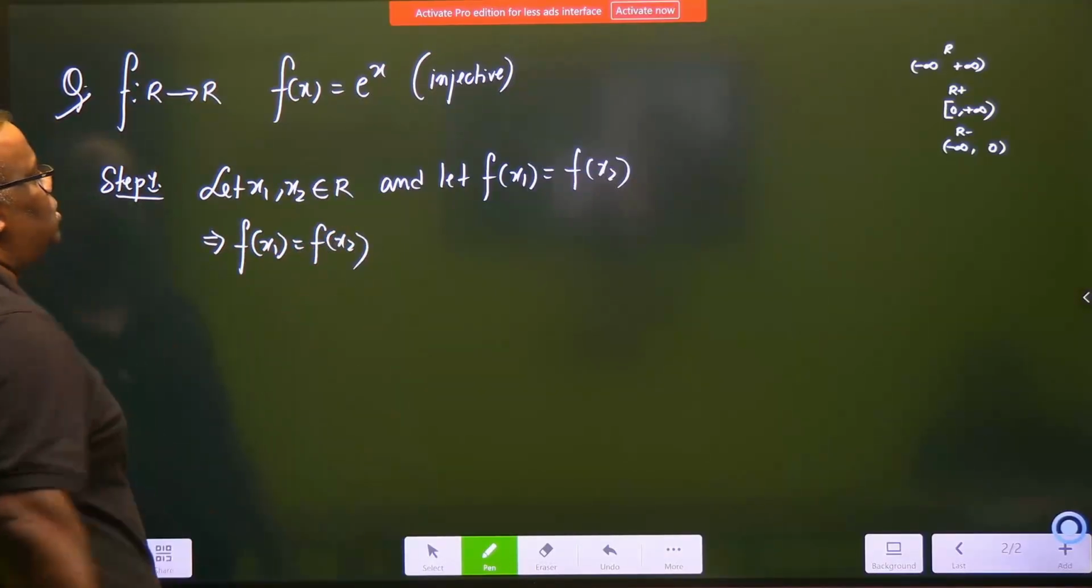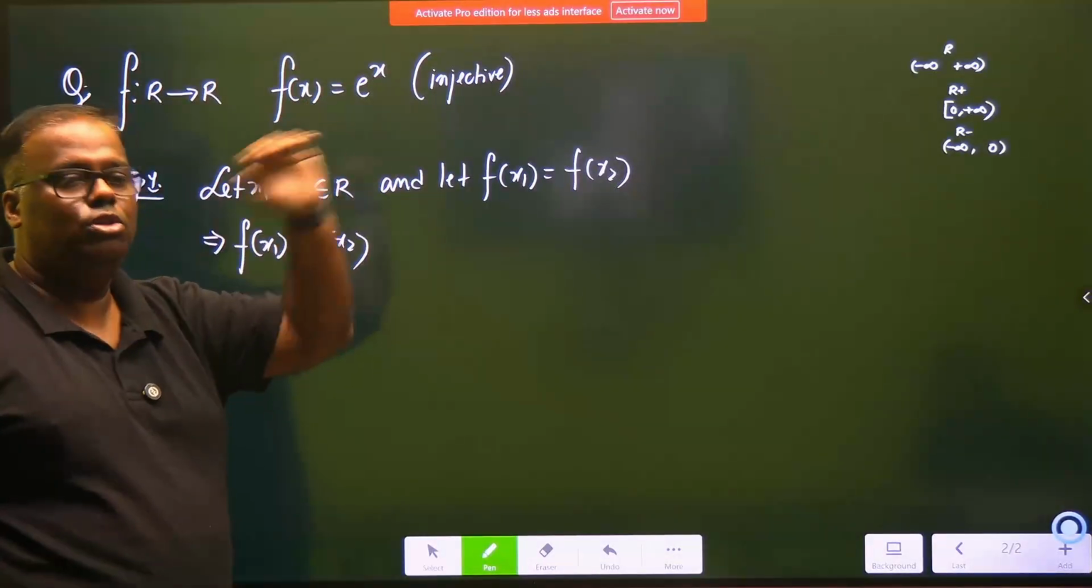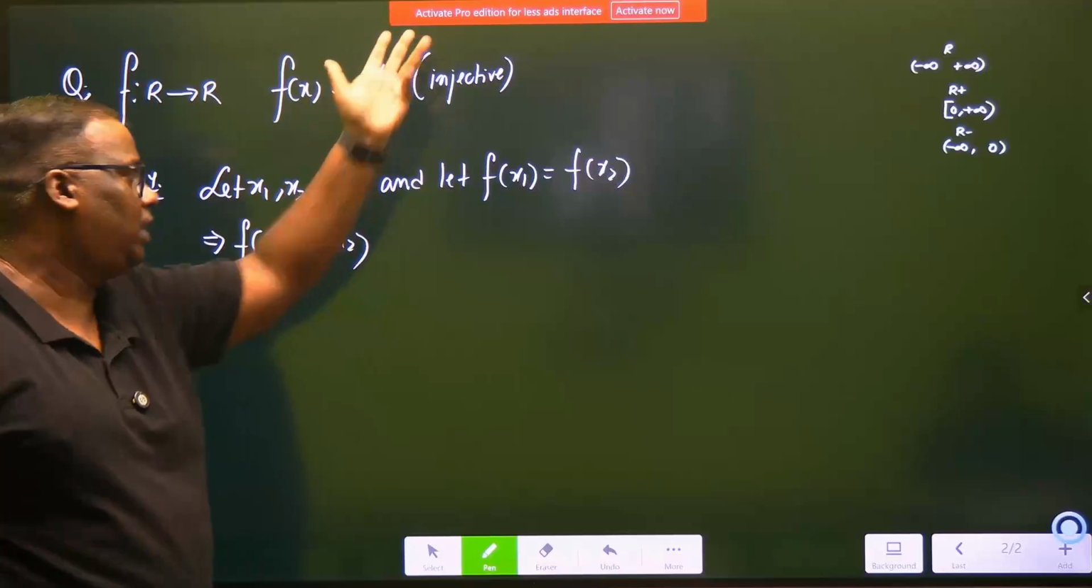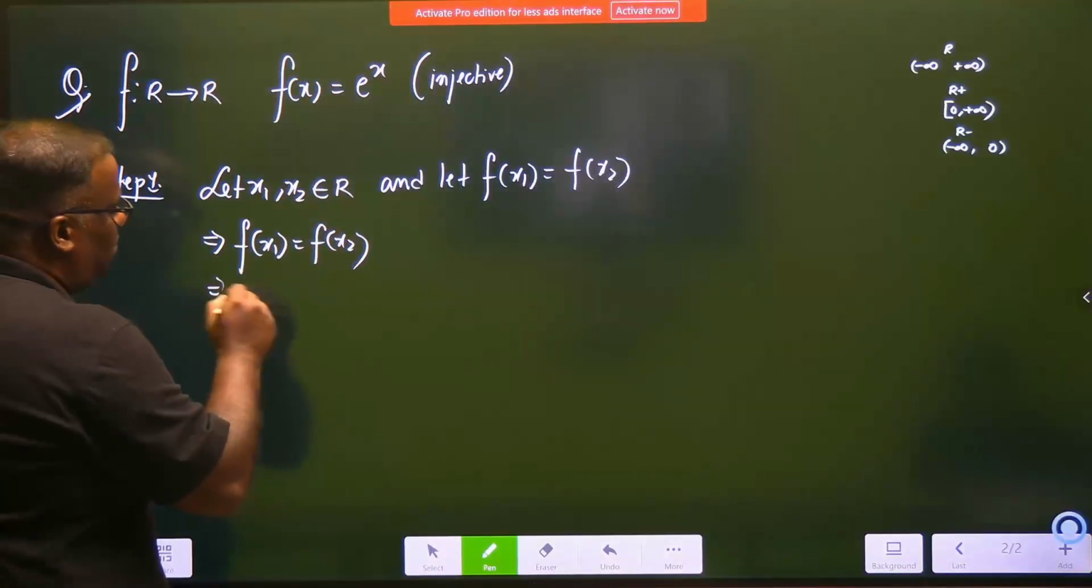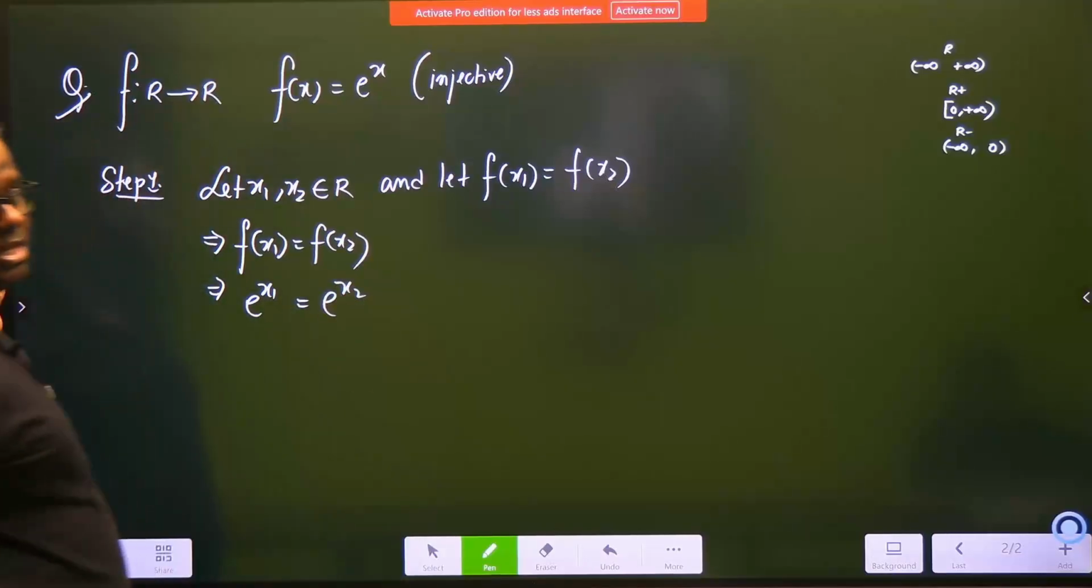Now you know how to substitute function. F of x is e to the power x. F of donkey is e to the power donkey. F of cat, e to the power cat. So f of x1 will be e to the power x1 equal to e to the power x2. All of you understood this step?